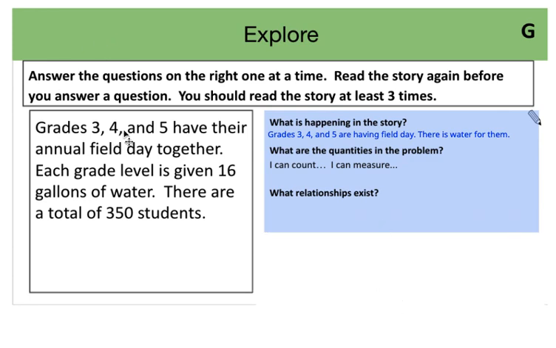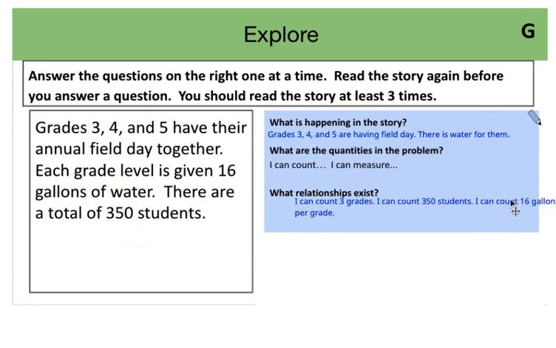So grades 3, 4, and 5 have their annual field day together. Each grade level is given 16 gallons of water. There are a total of 350 students. So now we're going to answer these two questions. What are the quantities in the problem? Think about those sentence starters. I can count, I can measure, and you're also going to be answering the question, what relationships exist? So go ahead and answer those two questions. When you're ready, you can go ahead and unpause.